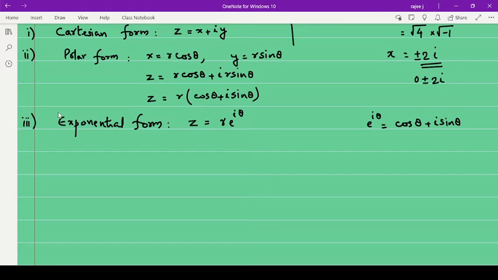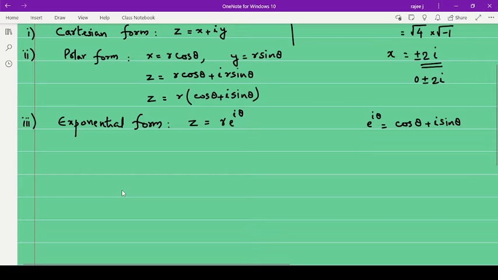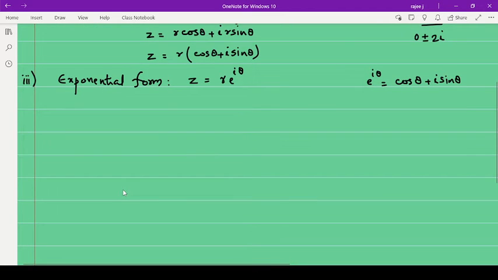Okay, so these three forms are there. Cartesian form means z equal to x plus iy, and polar form is z equal to r into cos theta plus i sin theta, means you are expressing x and y in terms of r and theta. Exponential form means we replace cos theta plus i sin theta with e raised to i theta. So these are the basic three forms of complex numbers. Now, you studied the details of this in your 11th or 12th, so here I will just rewind that memory.